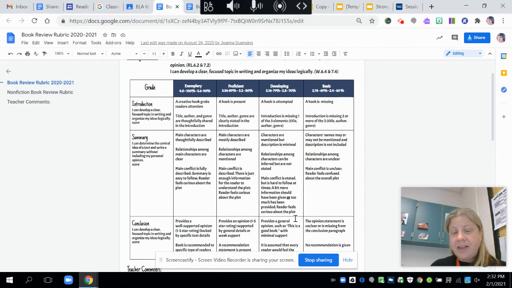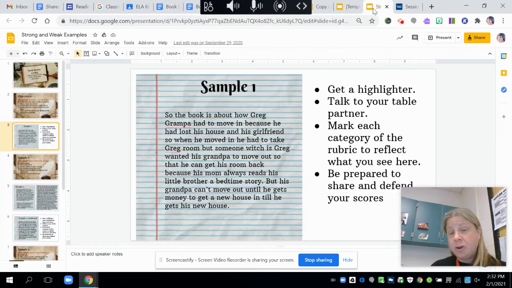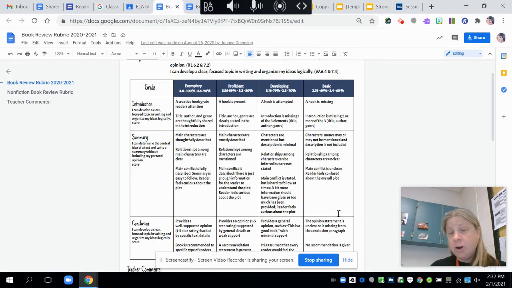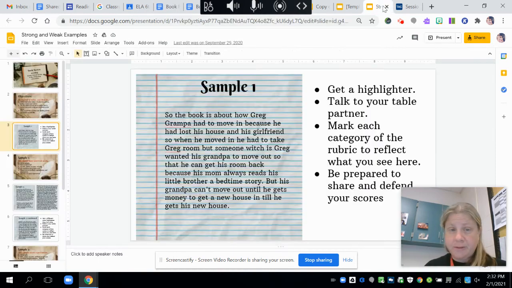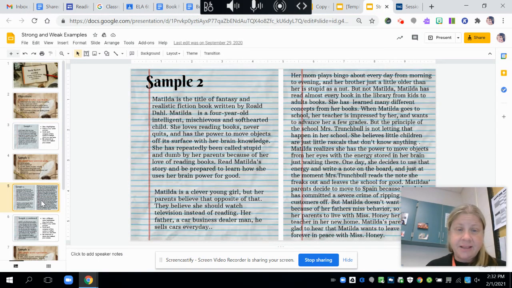And do you feel that it provides an overall opinion, or is the third paragraph completely lacking? As a matter of fact, the third paragraph is completely lacking. So I would have to score it here. So really this is a basic or weaker example of a book review. Let's take a look at this one.